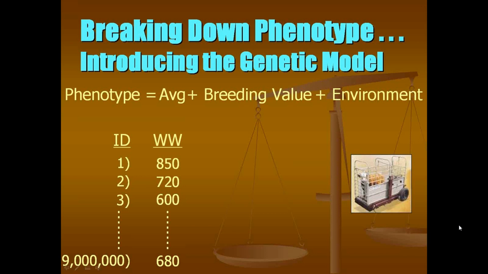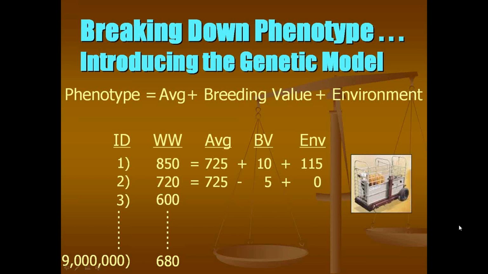Now, that's the left-hand side of our genetic model, or our equation. The right-hand side, we break down in this fashion. Remember, we've got an average, a breeding value, and an environmental factor. For the first animal, we might see something like this. We've got an average of 725 pounds, a breeding value of 10 pounds, and an environmental effect of 115. And when you add those together, you come up with the phenotype. That's 850 pounds.